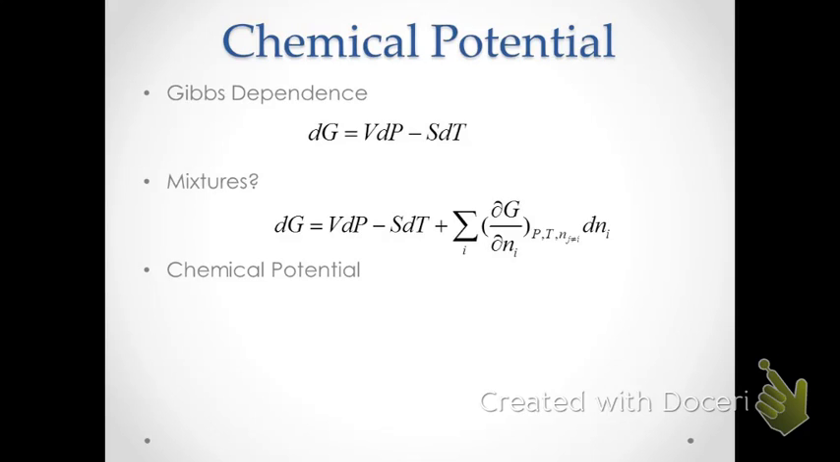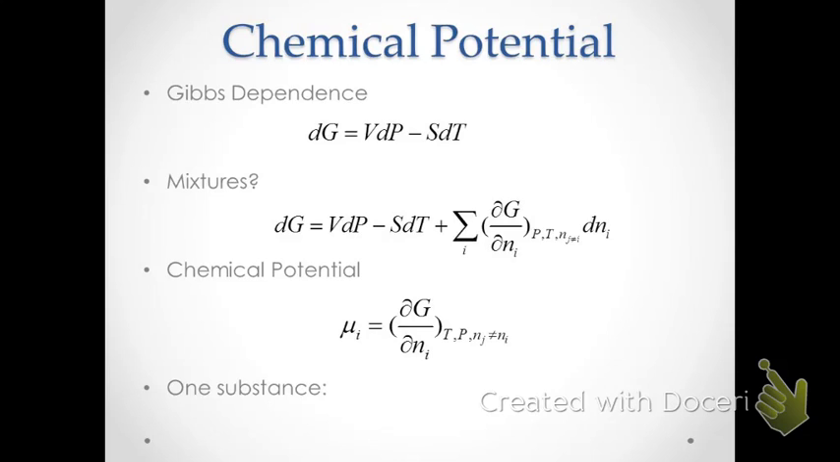Now, this partial derivative of G with respect to n sub i becomes a little bit cumbersome to write every time. So we're defining a new term here, which is called the chemical potential. This mu sub i is called the chemical potential, and it's simply defined as the partial derivative of the Gibbs energy with respect to the number of moles of component i.